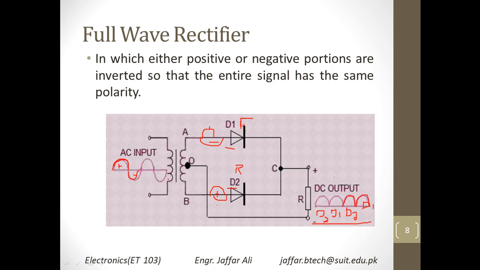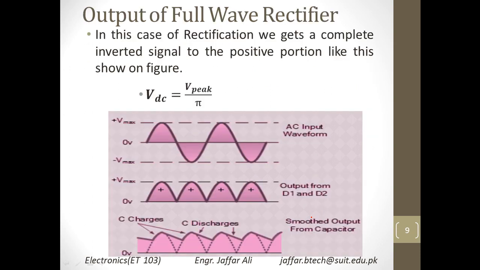All of the wave will be fully rectified. This negative will be converted into positive because of D2 or D1, and this positive will remain positive because of D1, and this negative will become positive because of D2. So this is the major difference between a half wave and a full wave rectifier.